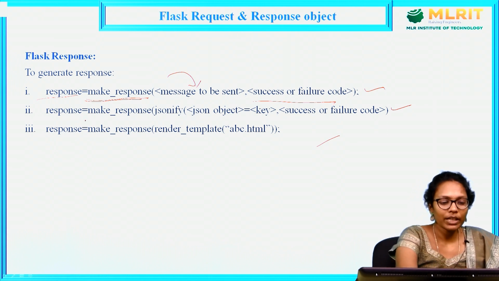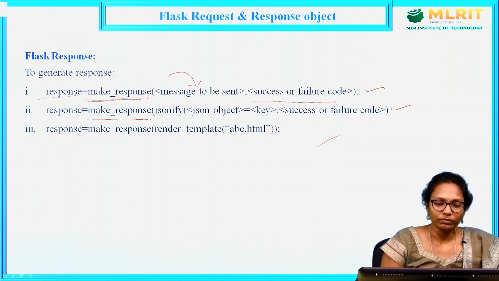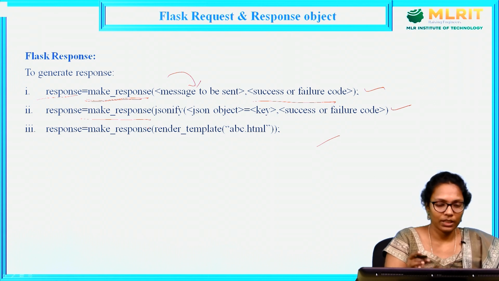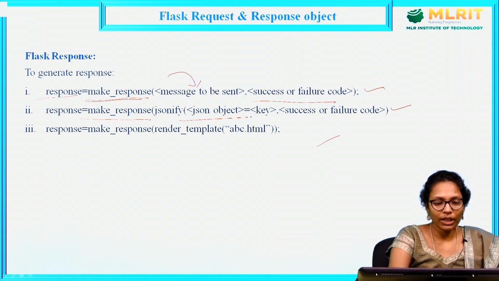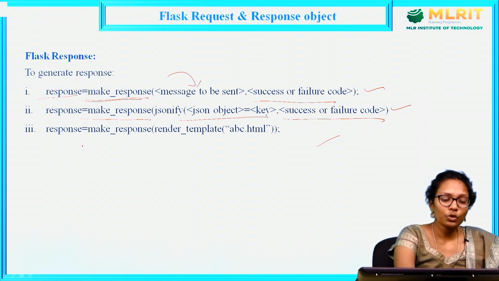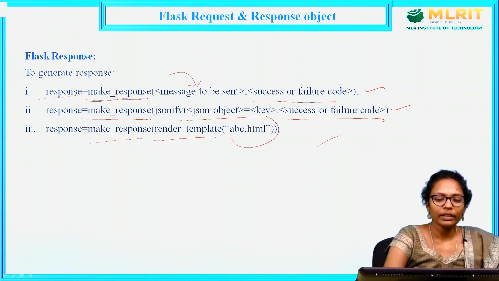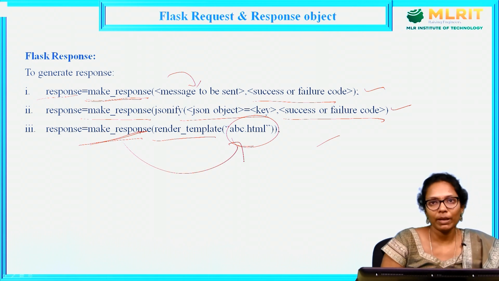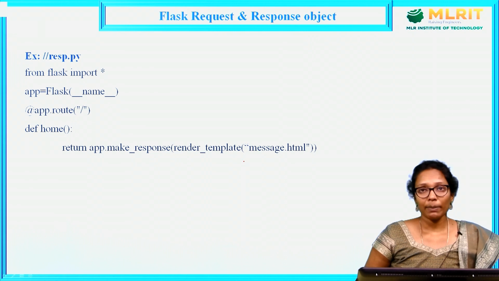In the same way, with make_response, we can also send the response in terms of key value pairs, that is JSON format. That value you need to send, and again a success or fail code. And in another way, to generate the response, make_response with render_template and the HTML. So it is generating the response, but again in the HTML file only. So this is a basic example application to explain this response.